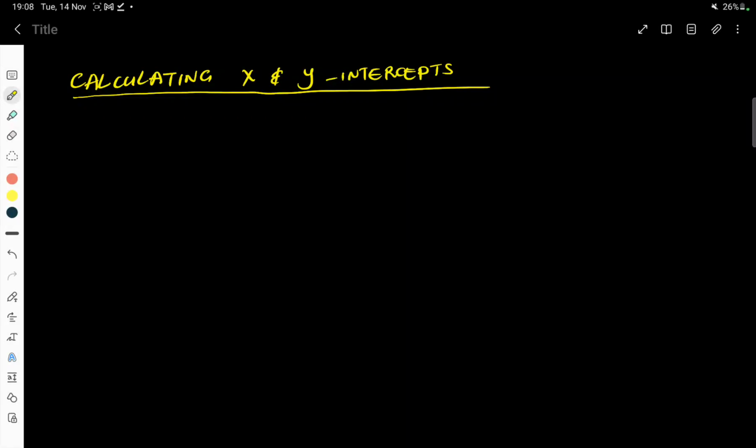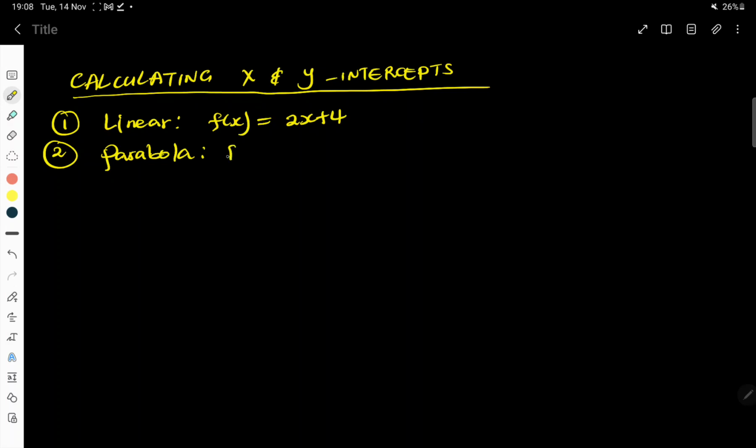In this video, we are going to look at calculating the x and y intercepts, and also turning points of the following functions. A linear function: let me use f of x is equal to, let's say, 2x plus 4. Then also for a parabola, let's use g of x, a different graph.